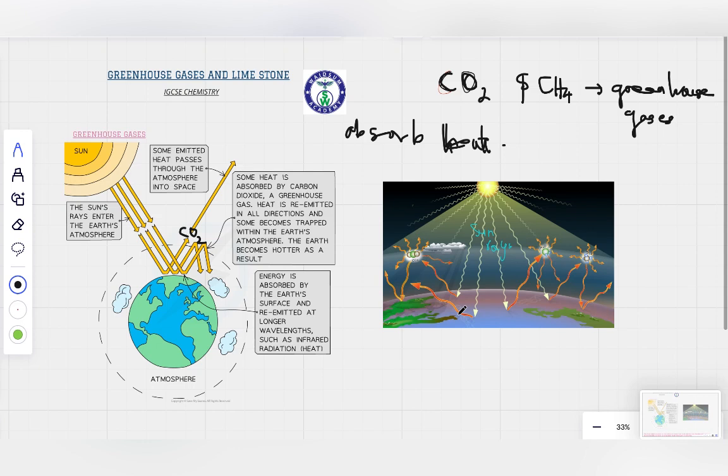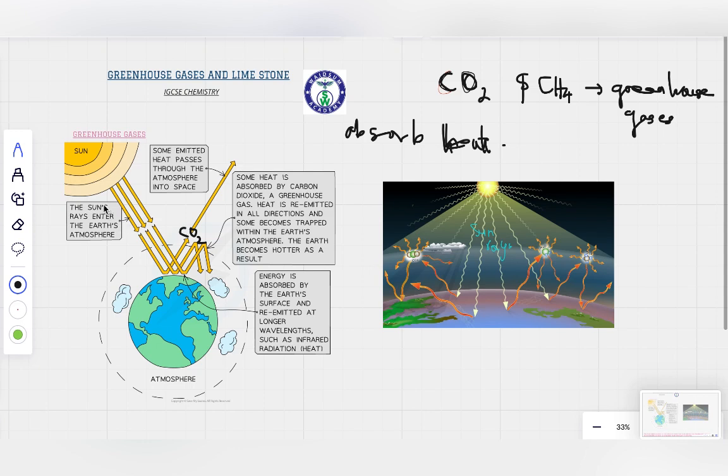So such gases that have the capability and ability to trap escaping heat from the earth, that was supposed to go to the space, and reflect it back to the earth, such gases with that capability are called the greenhouse gases.